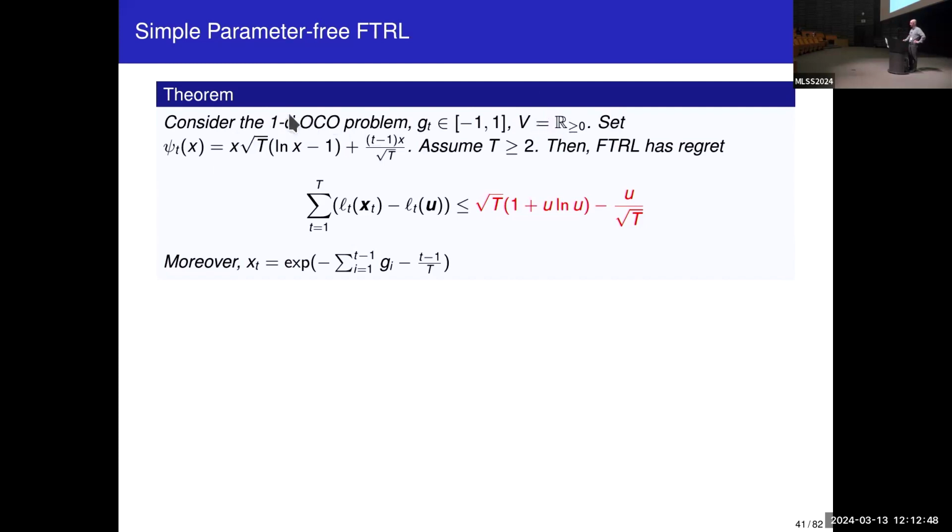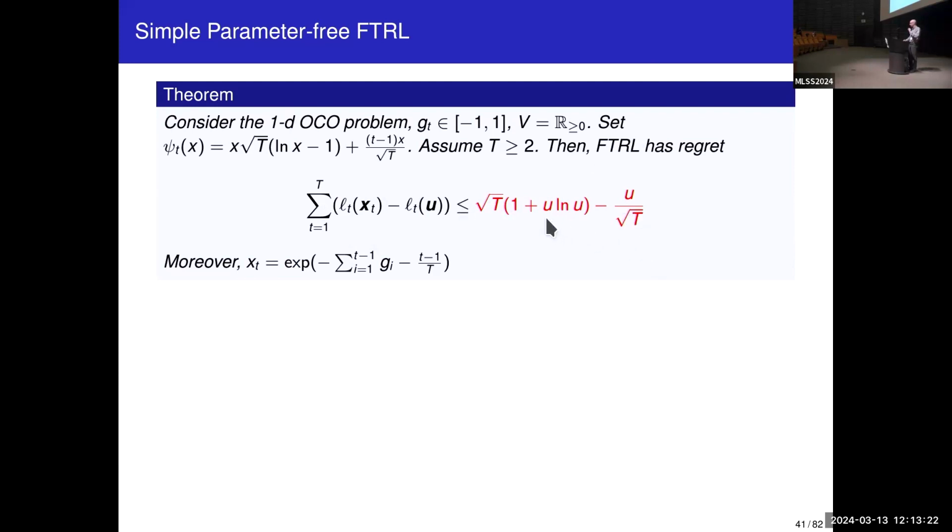I want to use this specific regularizer, okay? This is a convex function, so I can use it in FTRL. In FTRL, remember that I can have a regularizer that changes over time, so this is my regularizer. And I want to use FTRL with linearized losses. It's a weird regularizer, but it's a completely legal one, okay? I have that the regret of this algorithm is square root of T, 1 plus u log u, and a negative term that doesn't matter.